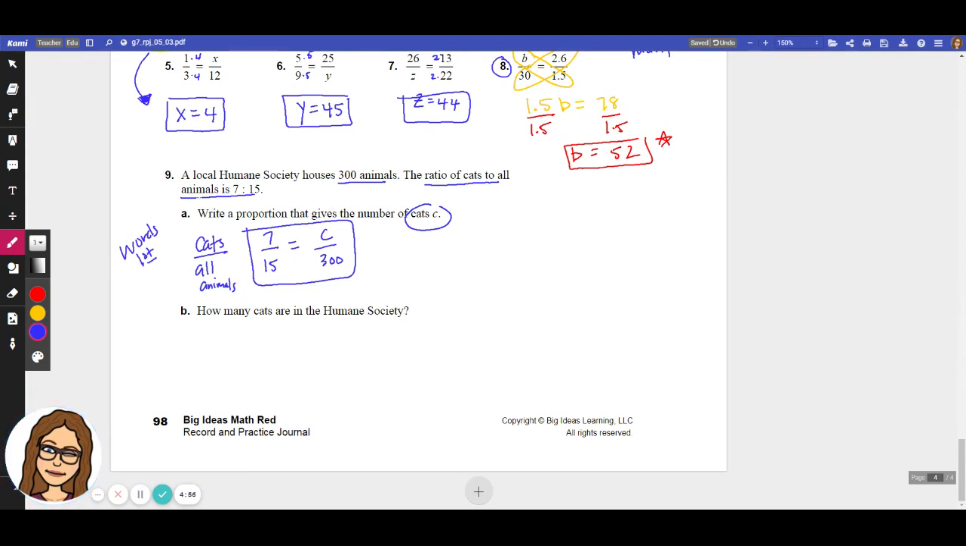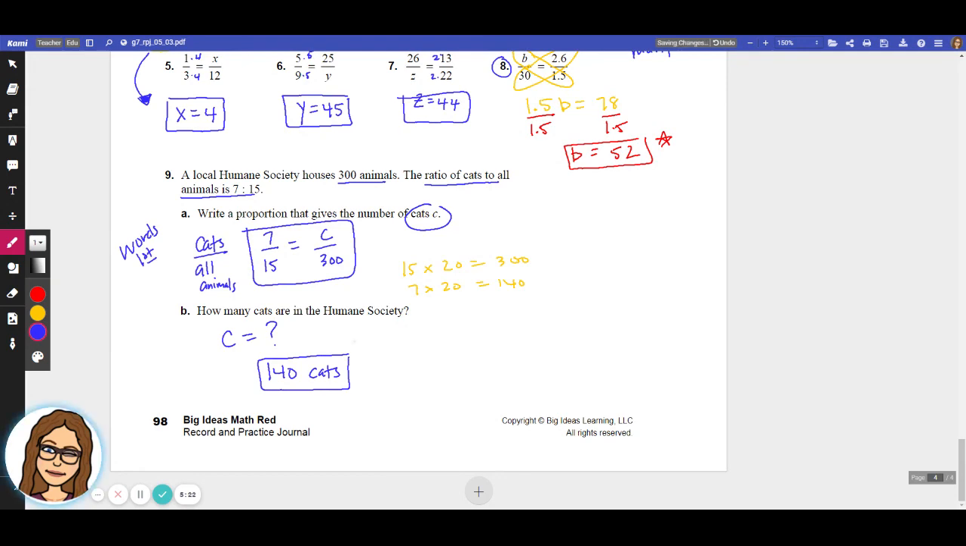Part B now asks how many cats are in the Humane Society. So now you would actually try to solve for C. Okay, I know that if I take 15 and I multiply by 20, I get 300. So 7 times 20 will get me 140. So I know that there are 140 cats.